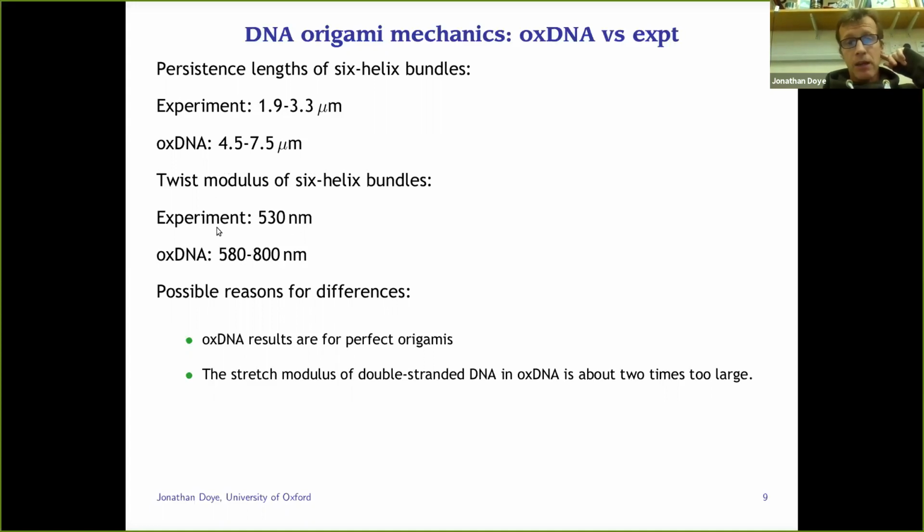And then there's also been some really nice experimental work by the Lidl group where they've twisted a 6 helix bundle and measured its twist modulus, and that's actually probably a bit better. The oxDNA model of that is still a bit high, and you can say, what's the reason for this? This is just that oxDNA doesn't capture things perfectly, and it could well be that.